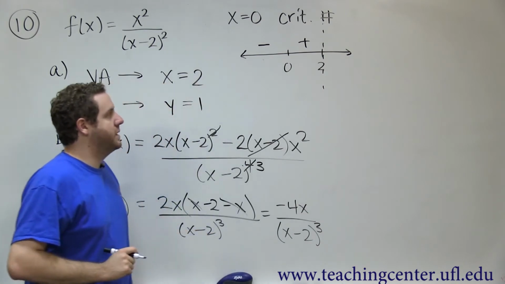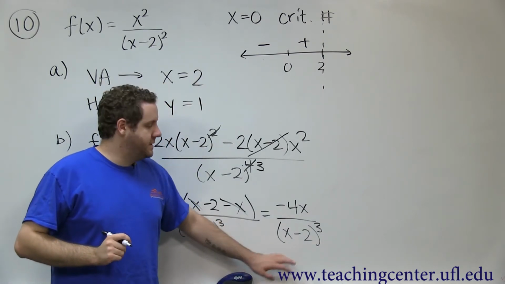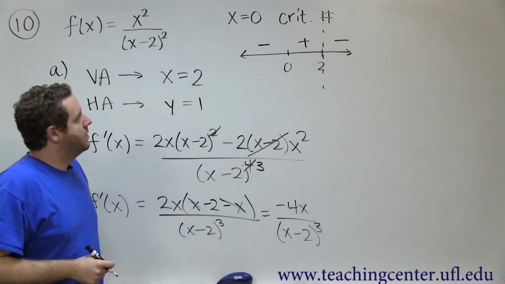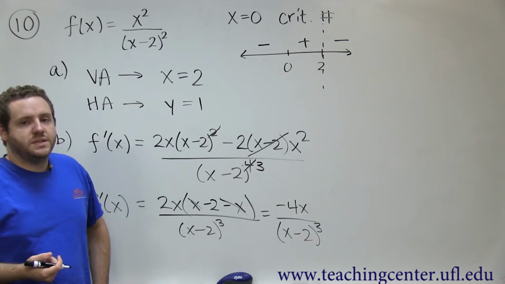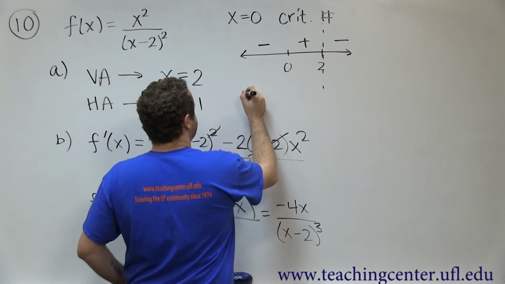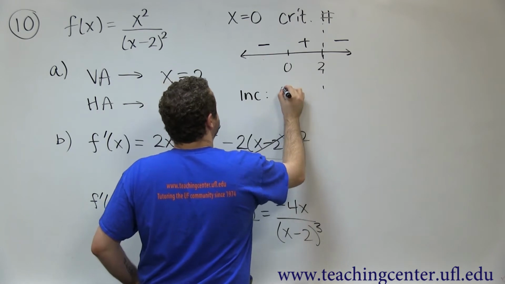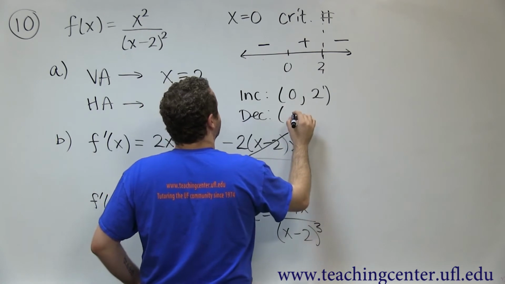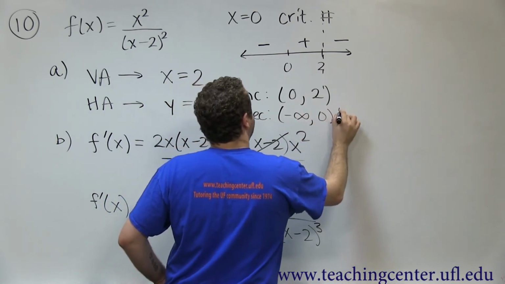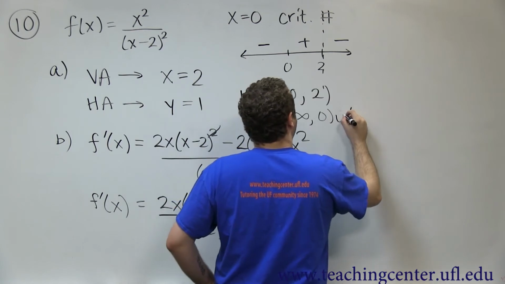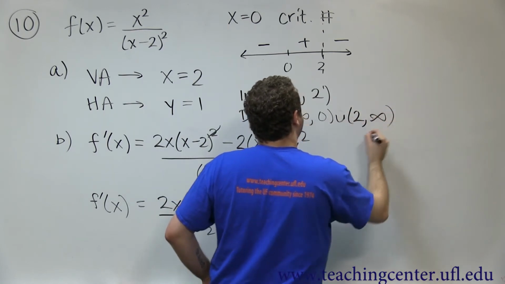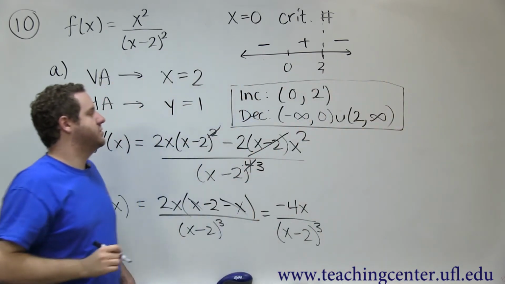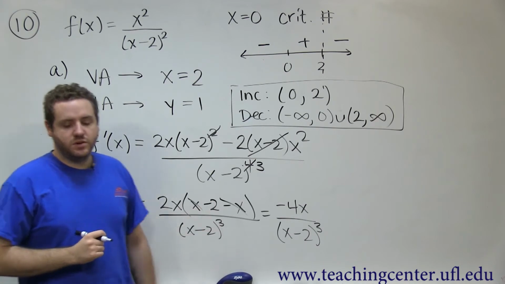And finally, if we plug in something bigger than 2, our denominator is now positive. Numerator is still negative. So that's minus over here. So there's our intervals of increase and decrease. Writing those in interval notation, our increasing interval is 0 to 2. And our decreasing intervals are negative infinity to 0 and 2 to infinity. So those are our intervals of increase and decrease for this function.